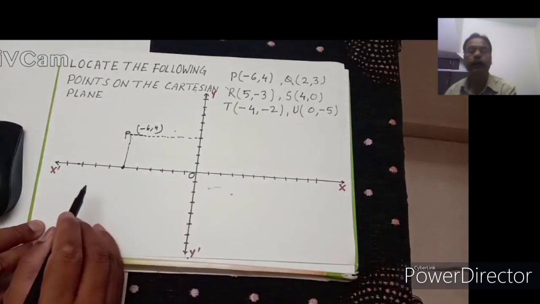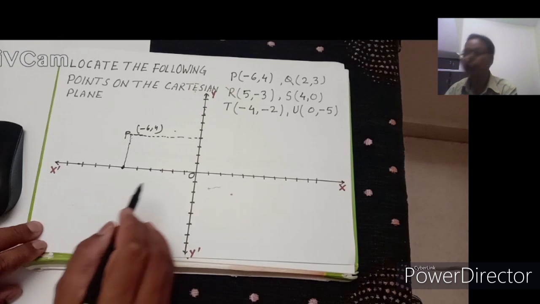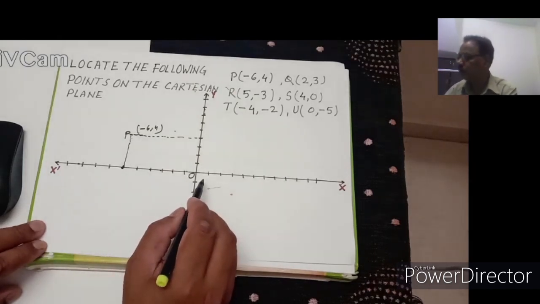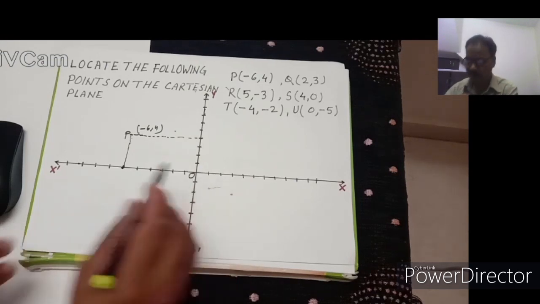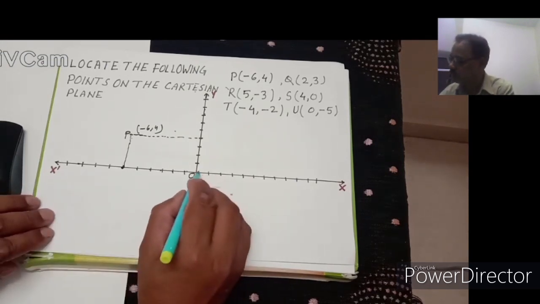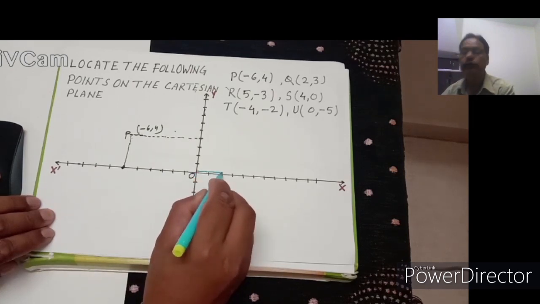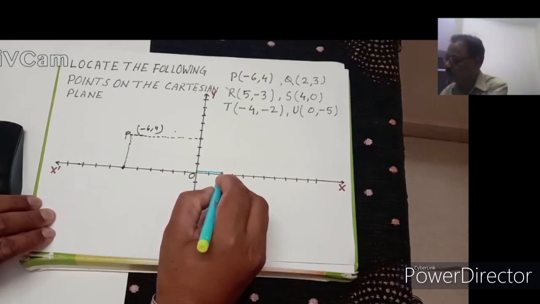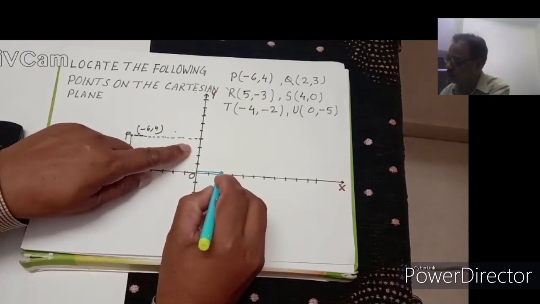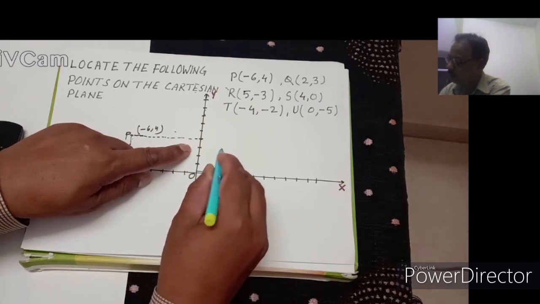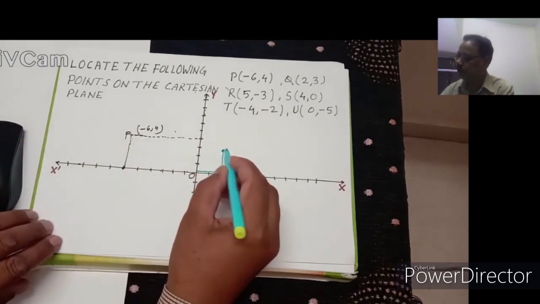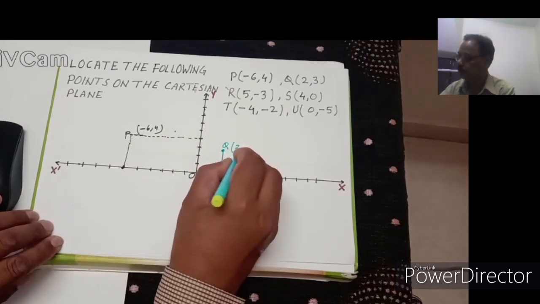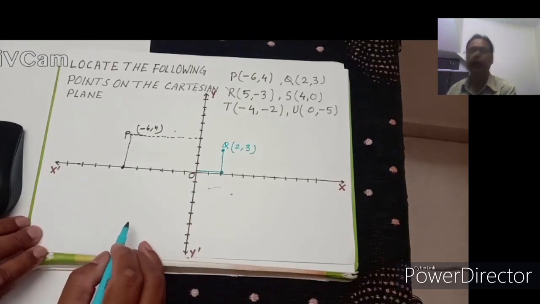Now the next point is point Q, which is 2, 3. 2, 3 means we shall move 2 units to the x-axis. So let us move 2 units to the x-axis. 1, 2. And how much do we move to the y-axis? To the positive side, 3 units. 1, 2, 3. So we have reached here. This will be the point Q. Point Q, its coordinate is 2, 3. Understand?